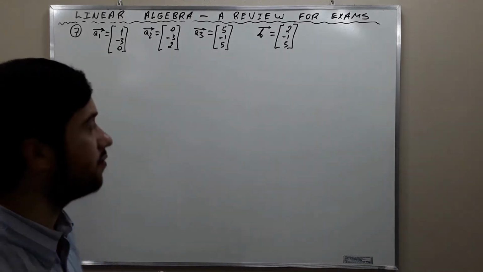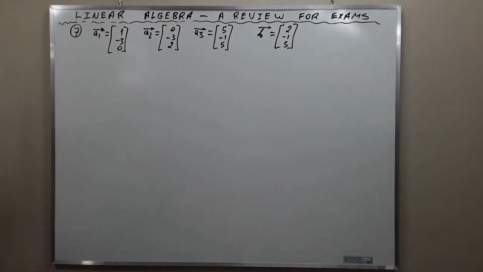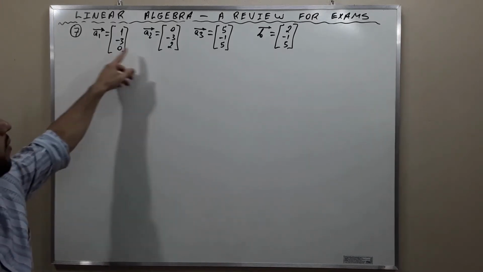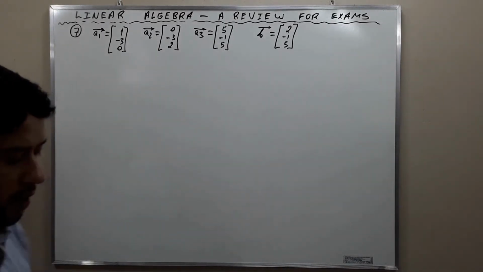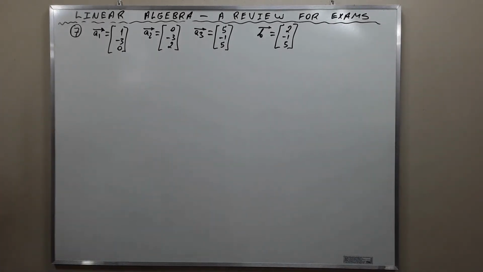Exercise number 7. Given these vectors, vector a1, vector a2, vector a3, and vector b, determine whether vector b is a linear combination of vectors a1, a2, and a3. Okay, this is what we are going to do.